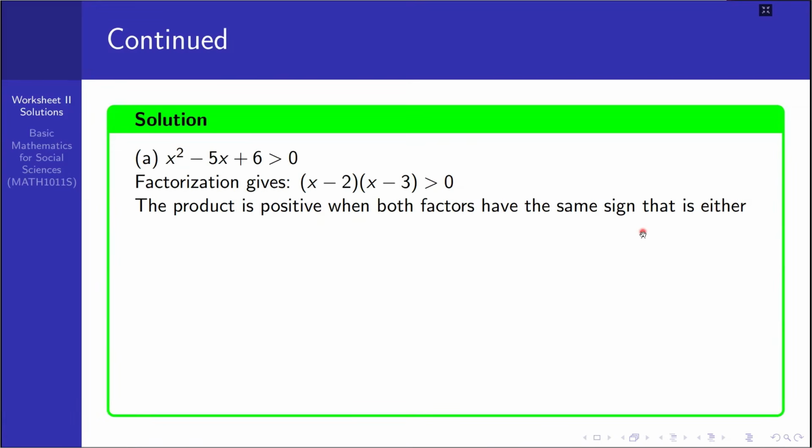So the product is positive when both factors have the same sign. That is either the first case, that simply both x minus 2 and x minus 3 are positive.